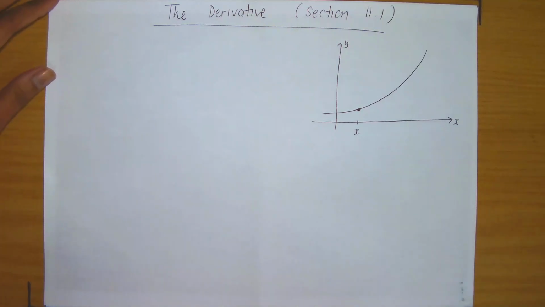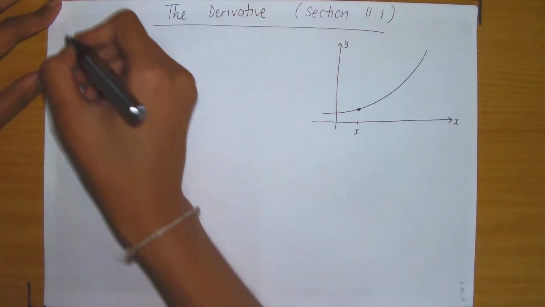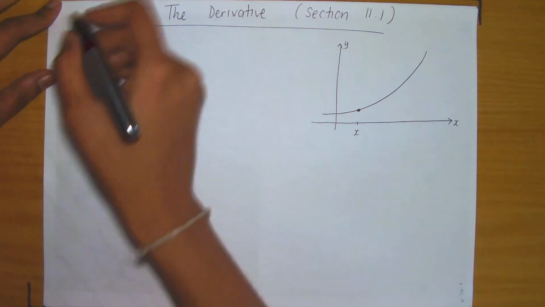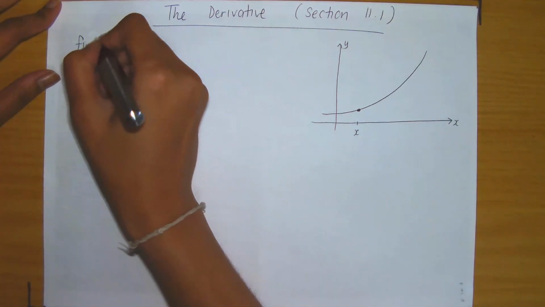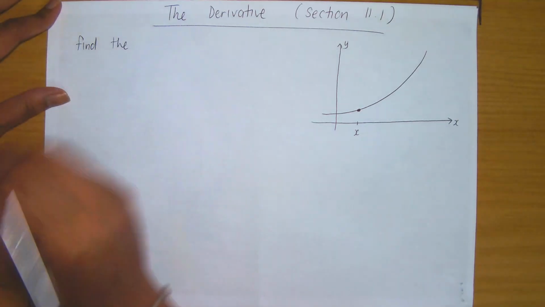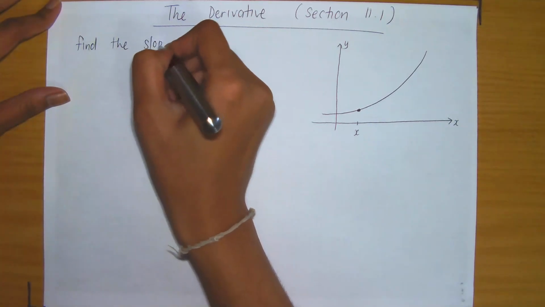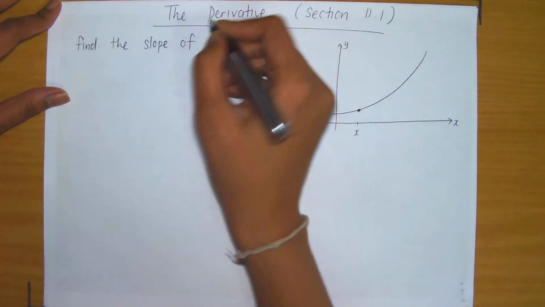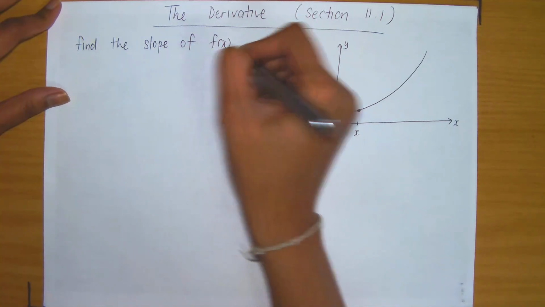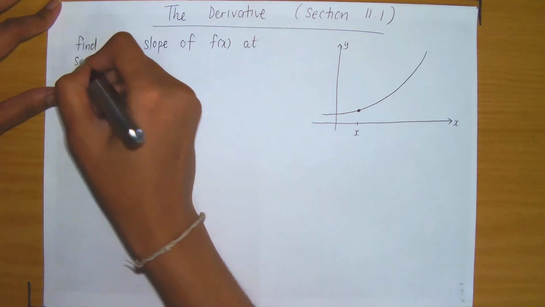In this video lecture, I'm going to be giving you a short introduction to the derivative of a function. So let's suppose that we were interested in finding the slope of some function. We'll call it f of x. We want to find the slope of f of x at some point.